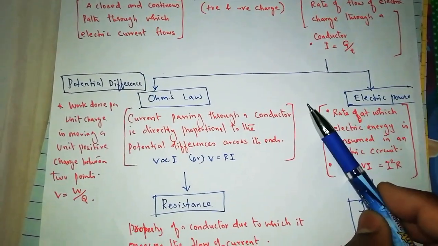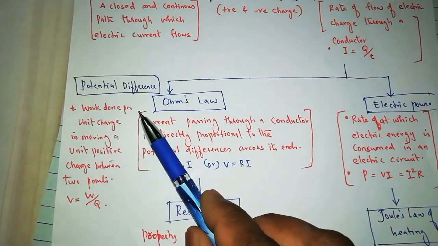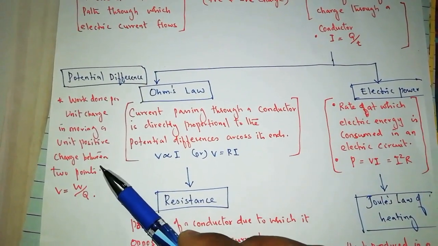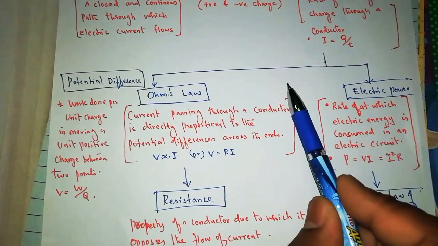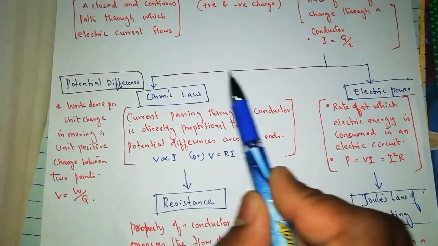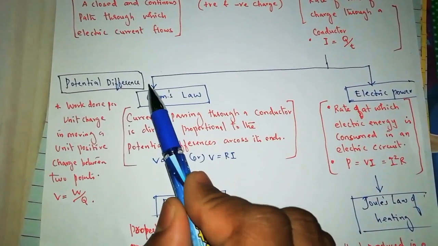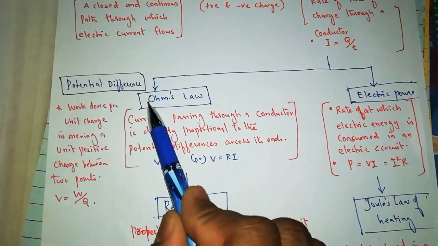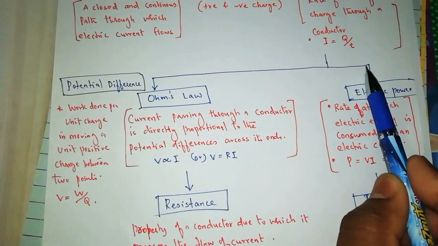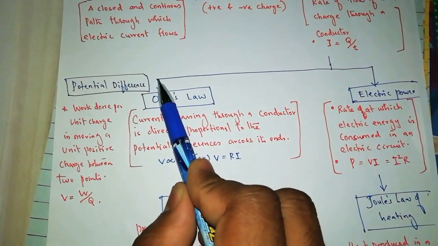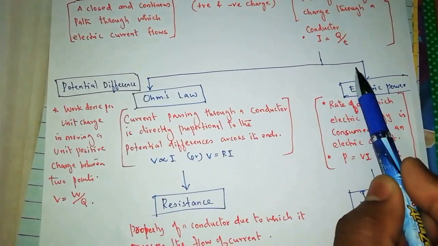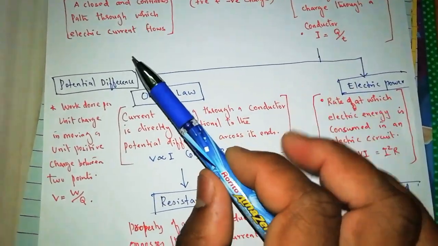What is actually potential difference? It is the work done per unit charge in moving a unit positive charge between two points. For example, from point A to point B, the charge is moving from here to here, right? So some work has been done between these two points. When the charge is moving from here to here, some work has been done. That is actually potential difference.